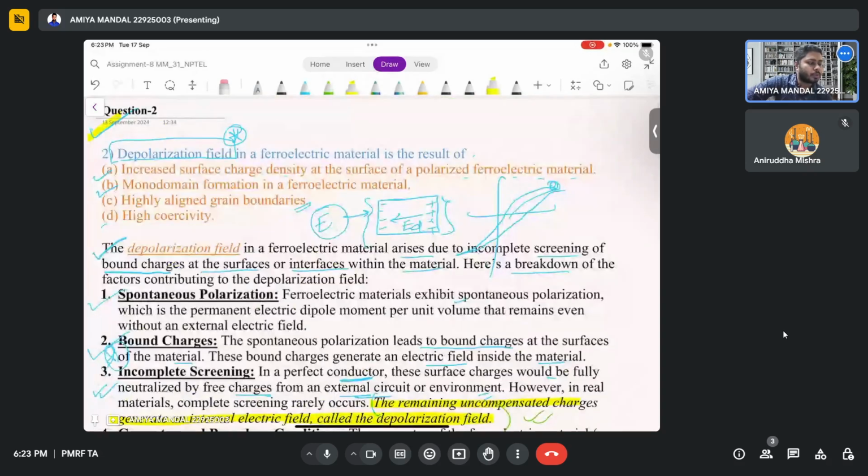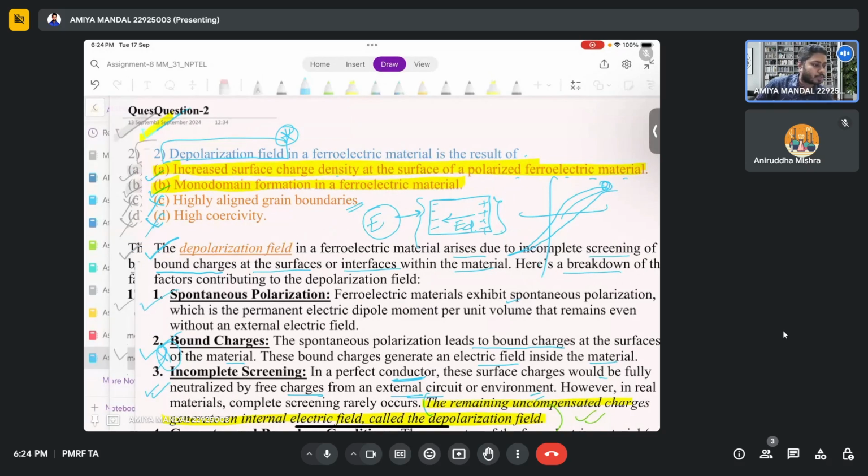So now you can answer the question: the depolarization field in a ferroelectric material is the result of which? Result of increased surface charge density at the surface of a polarized ferroelectric material. This is one reason. The next reason is monodomain formation in a ferroelectric material. So these two are correct, and the remaining two are not correct because highly aligned grain boundaries, no grain boundary contribution should be there. And high coercivity, no, there is no high coercivity. So we can move to question number 3.